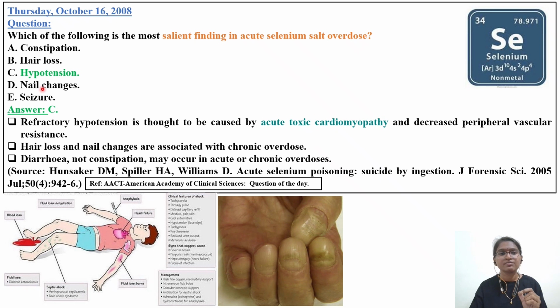So next, another question we'll see: which of the following is the most salient finding in the case of acute selenium salt overdose? The right answer is hypotension. So what happens in the case of this?